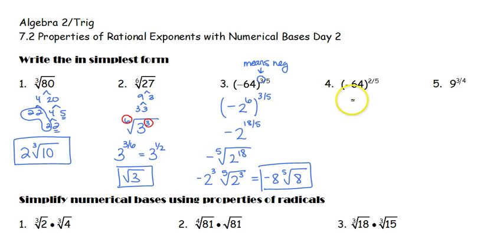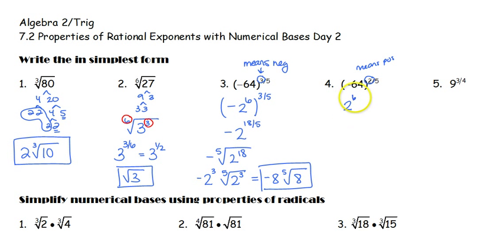Number 4, we've got that base of negative 64 in parentheses. If the parentheses were not there, we would not be taking the negative as well as the 64. And we're raising it to the 2/5 power. That means that our answer is going to be positive. If it's raised to an even power, our answer is positive, because that means we have 2 negatives which cancel each other out. So I'm going to get rid of that negative right away so I don't forget.